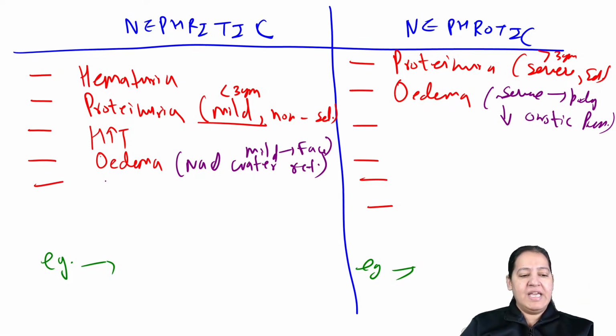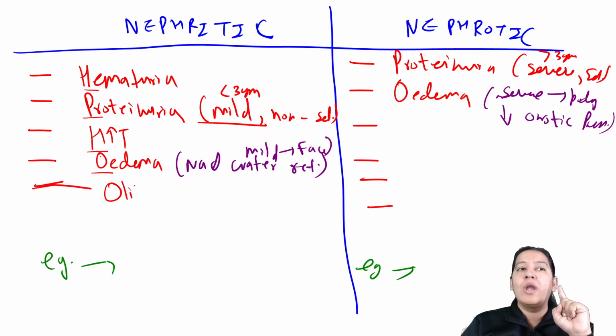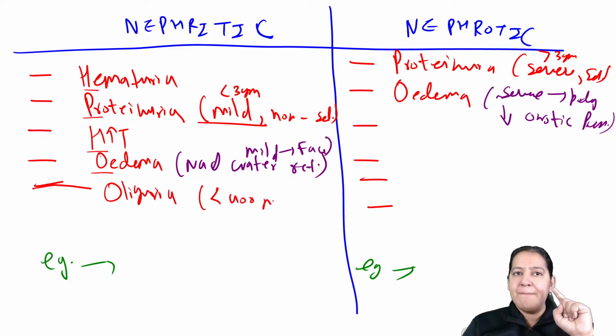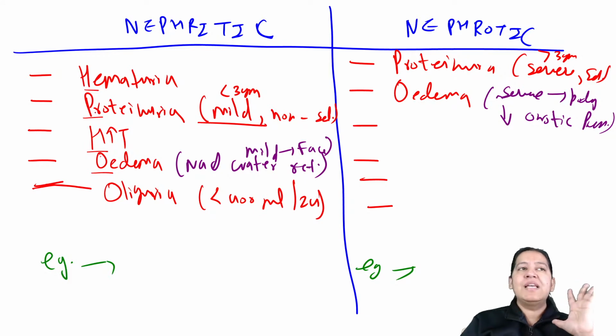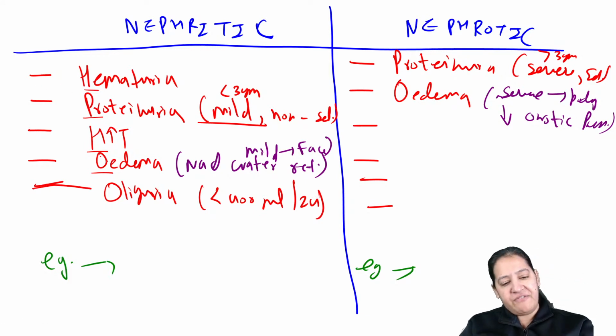And last finding here, what was it? I forgot. What was the last finding in nephritic syndrome? The fifth one. Patient has hematuria, proteinuria, hypertension, edema, and oliguria. What do you mean by oliguria? Less than 400 ml of urine per 24 hours. So these are the 5 features of nephritic syndrome.